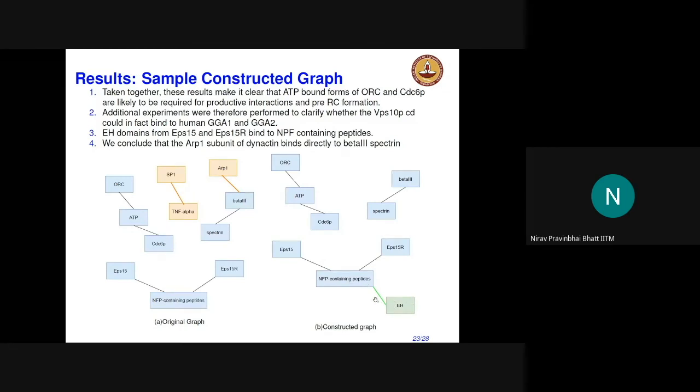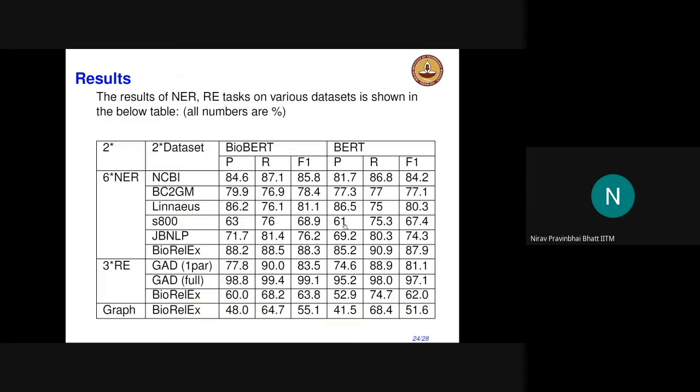And this provides new knowledge. Sometimes it can be just a false positive. So an experimentalist has to go and show whether EH and the NFP have a relationship or not, or whether they interact with each other or not. It might be possible that they interact, but the human expert has not figured out in the original graph that there is a relationship. So we got a decent result with this.